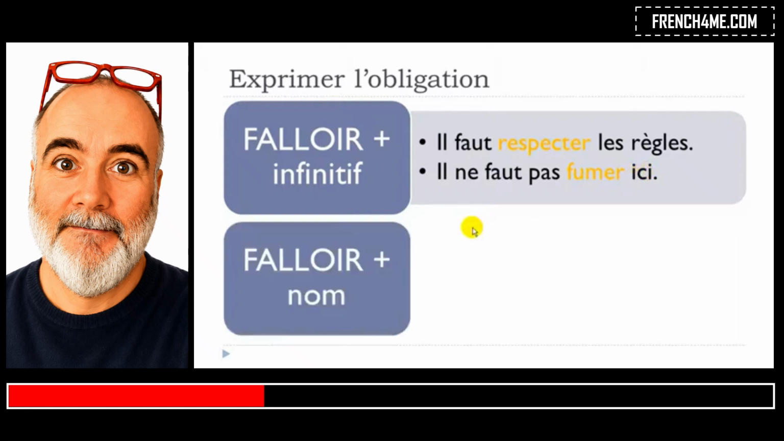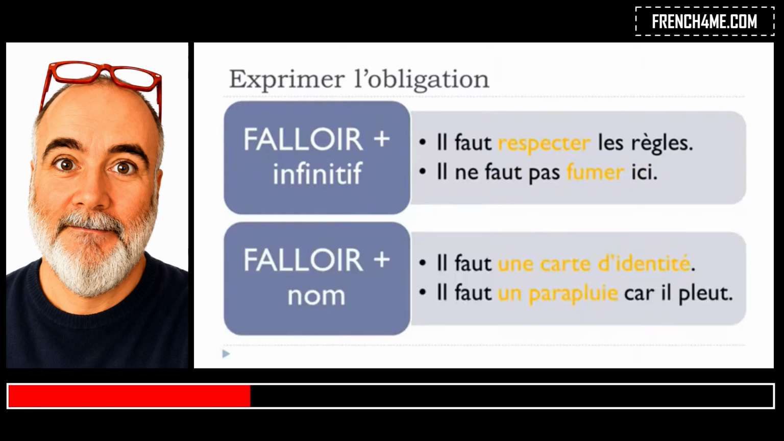Okay, so now we'll see the way it works with a noun. And here, for instance, il faut. So still il faut, remember, as I said, it's only il faut, so it's a verbe impersonnel. Okay, une carte d'identité. Il faut une carte d'identité.